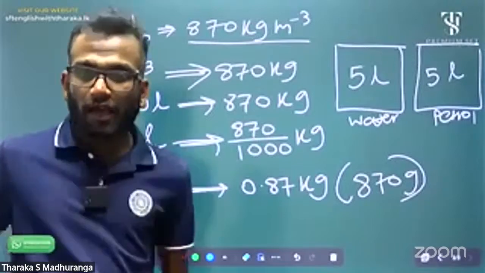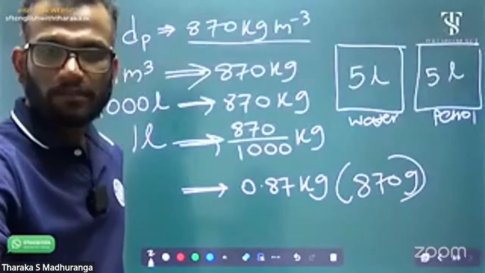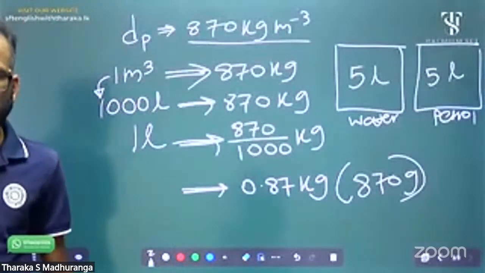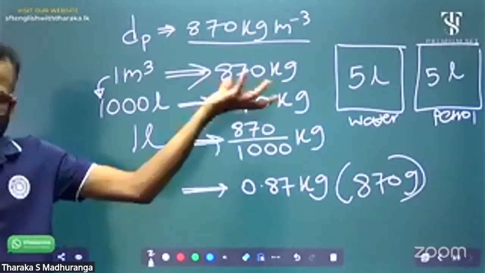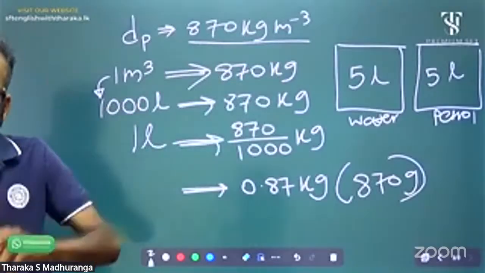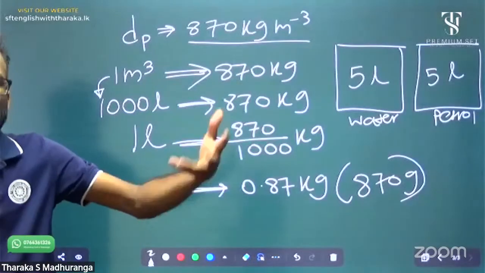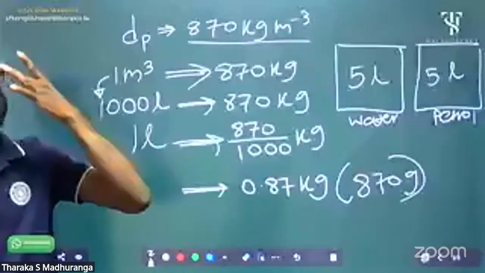Which one has greater mass? No, not the same. The volume is the same: water 5 liter, petrol 5 liter. I have 2 cans. If I measure the mass, which one has the higher mass value?